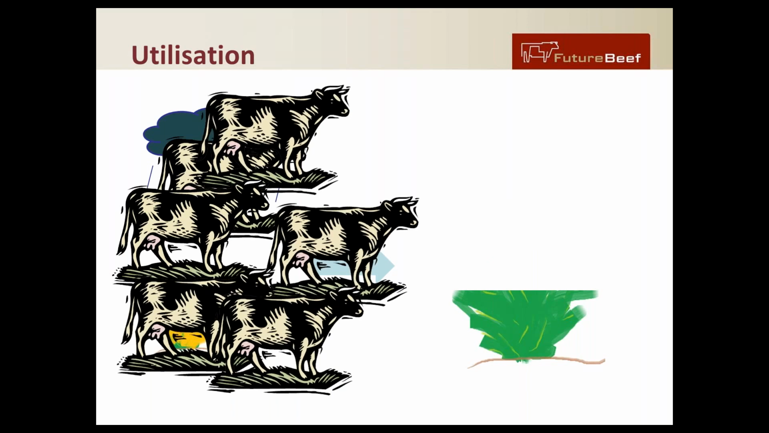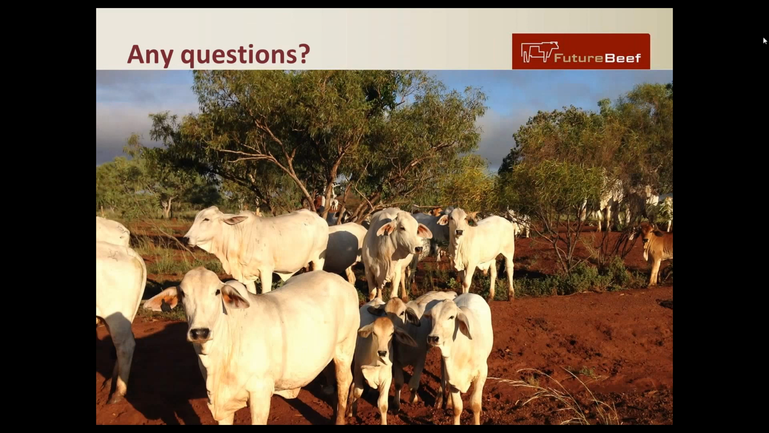So before I launch into some supportive arguments, also known as research, Trish, do we have any questions so far? Yes, we do have one question, Jodie, from the audience, wanting to know how do utilisation rates differ for different types of country? For example, spinifex versus Mitchell grass.